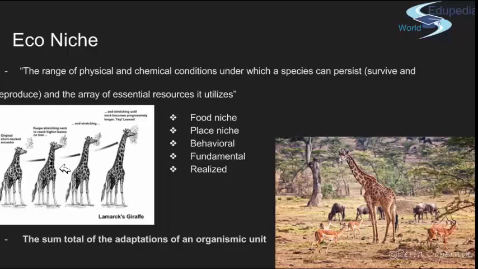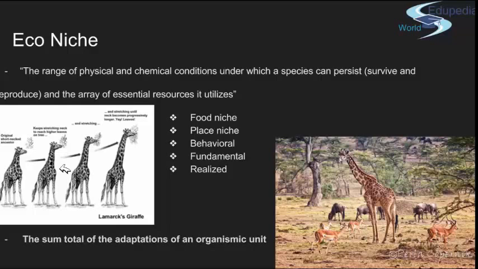It's also the role and position a species has in its environment and how it meets its needs for food and shelter and so on, so how it will survive and how it reproduces. And then a species' niche includes all of its interactions with the biotic and abiotic factors of its environment. So as I said, it's an evolutionary response of an organism.